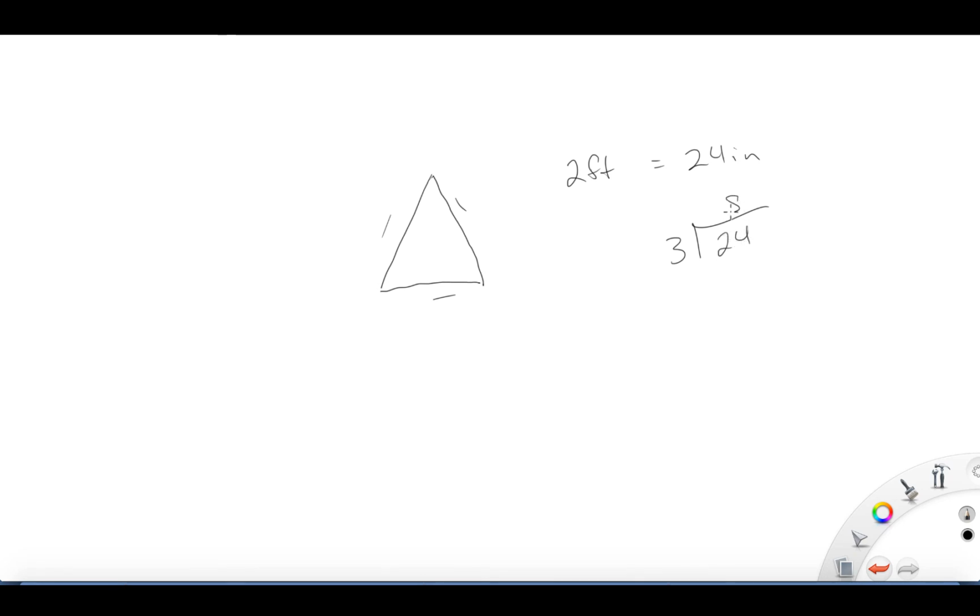24 by 3, and we know that's 8. So that means this is 8 inches, this is 8, and this is 8. 8 plus 8 plus 8 is 24, which equals 2 feet. So our answer, each side is worth 8. Pretty easy concept. I think you'll be fine in doing this lesson. If you do have any questions, please don't hesitate to ask.